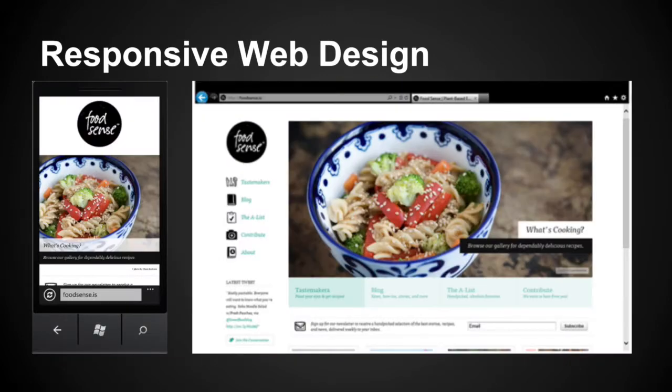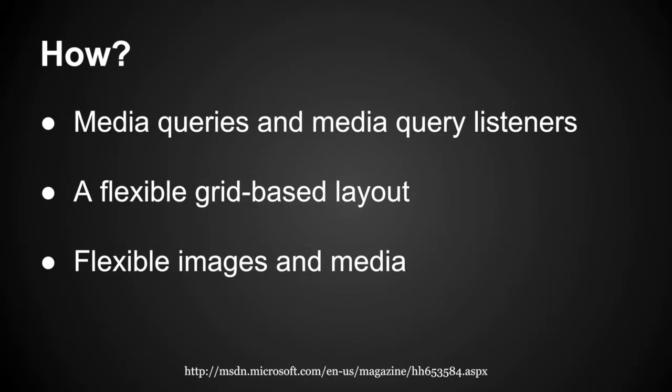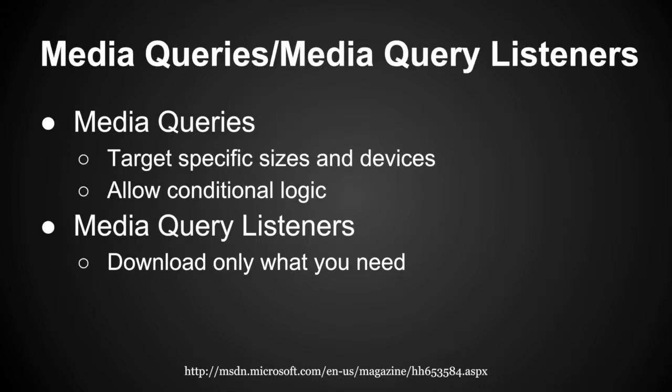Now that you know what responsive web design is, let's look at how it's implemented. Responsive web design is made up of three components: media queries and listeners, flexible grid-based layouts, and flexible images and media. Media queries are a technology found in CSS3 and HTML5. They give the developer a lot of power in that they allow you to target a specific screen size or media type. They also allow for the use of conditional operators. When used in combination, they allow for the delivery of a user experience tailored to the size of the device being used to view the content.